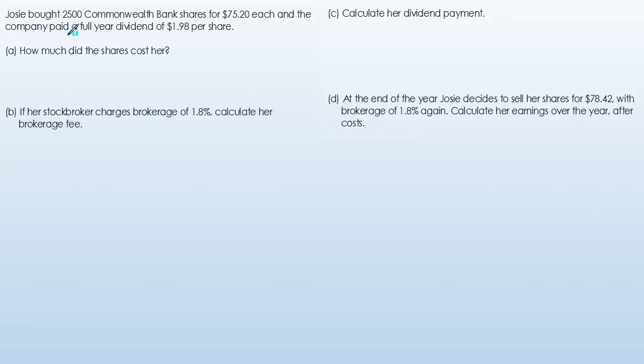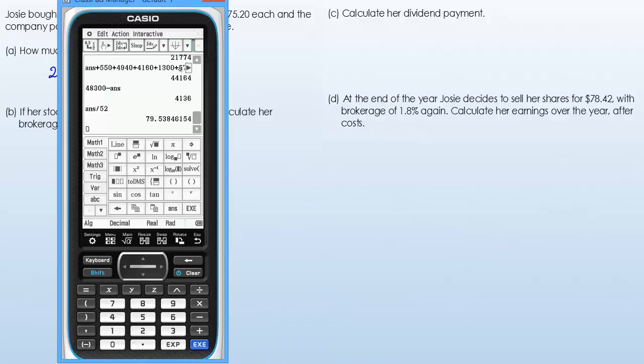Josie bought 2,500 Commonwealth Bank shares for $75.20 each, and the company paid a full-year dividend of $1.98 per share. How much did the shares cost her? So she's bought 2,500 shares, and each share cost $75.20. So we can calculate that.